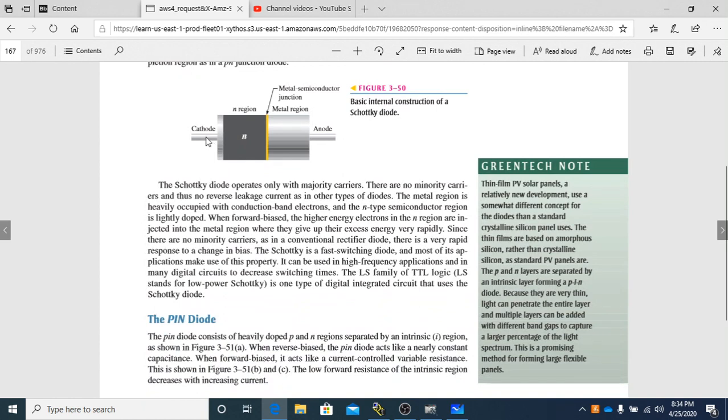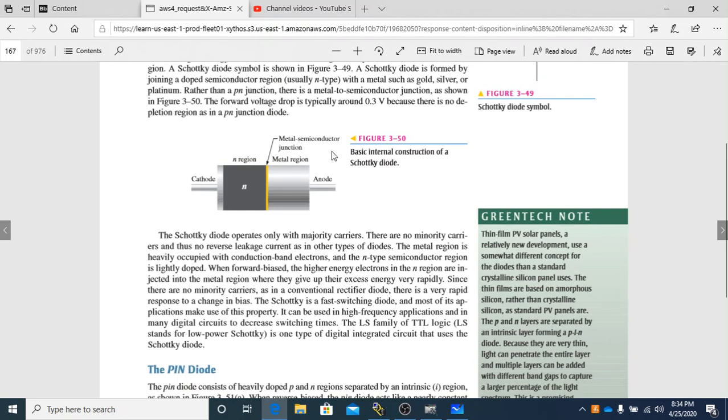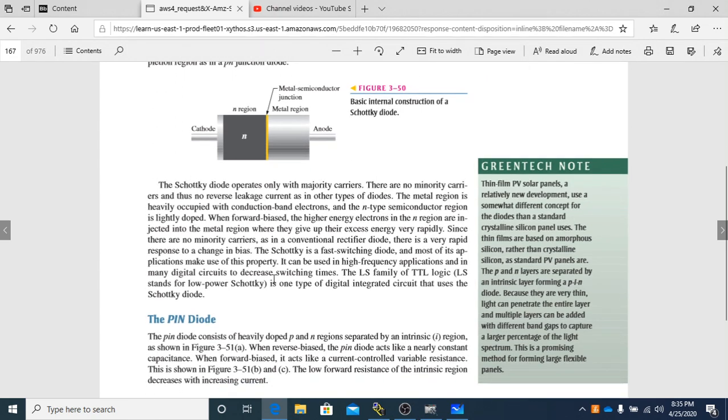So we still have the cathode and anode, and the anode is connected to the metal region. The cathode has the N region. Metal semiconductor junction, so this is not our typical diode. The Schottky diode operates only with majority carriers. There are no minority carriers and thus no reverse leakage current as in other types of diodes. The metal region is heavily occupied with conduction band electrons and the N-type semiconductor region is lightly doped. So this area here is lightly doped.